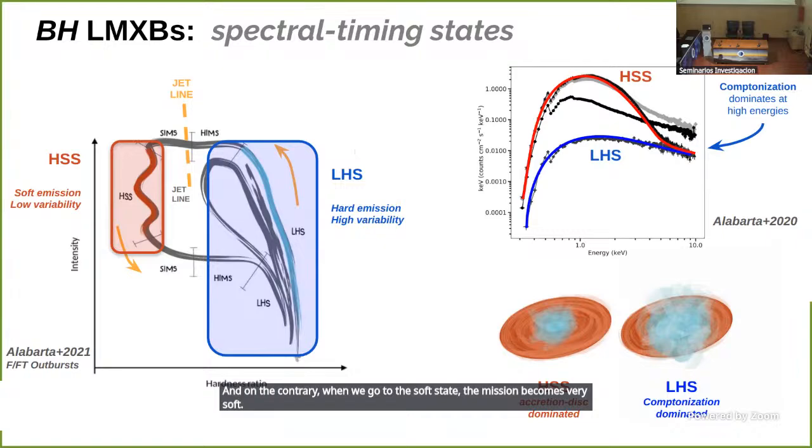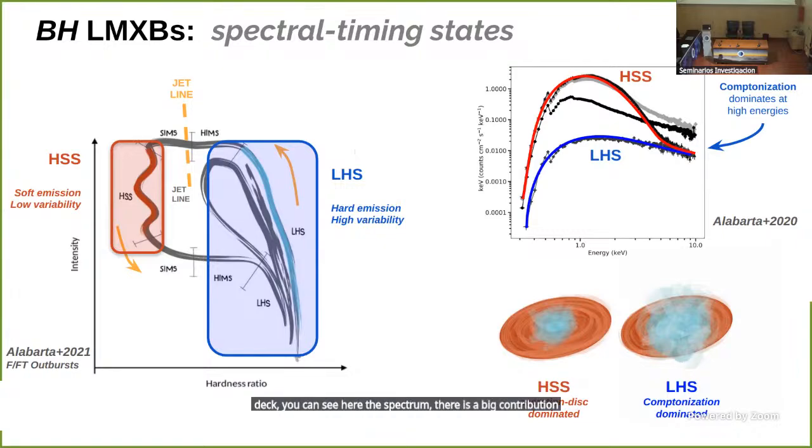You can see here the spectrum. There is a big contribution from the accretion disk and little contribution from the Comptonization. And then also the variability drops a lot. There is almost no variability in that part of the diagram.